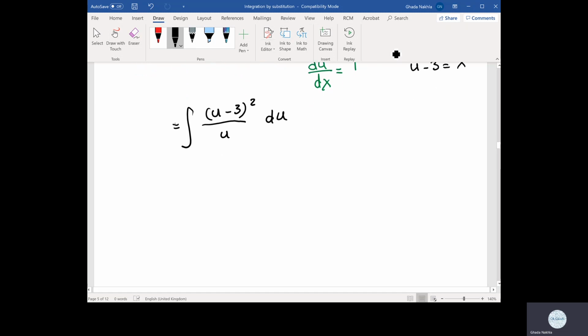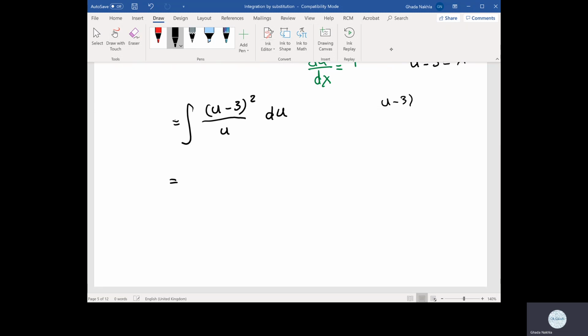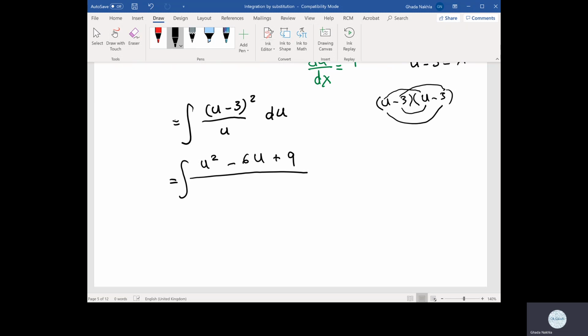Let's expand the brackets at the top. So u minus 3 all squared is the same as u minus 3 multiplied by u minus 3. You can do FOIL, you can use any method you have been taught at school. And you will end up with u squared minus 6u plus 9. When you expand those, you end up with u squared, there's the plus 9, 3u minus 3u minus another 3u, that's your minus 6u. Okay, divided by u du.